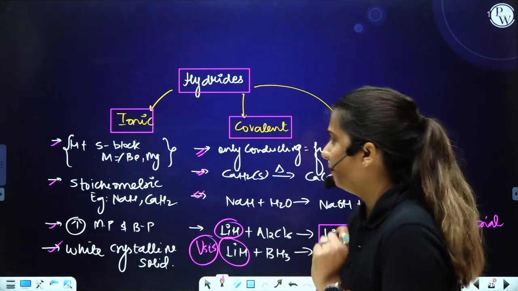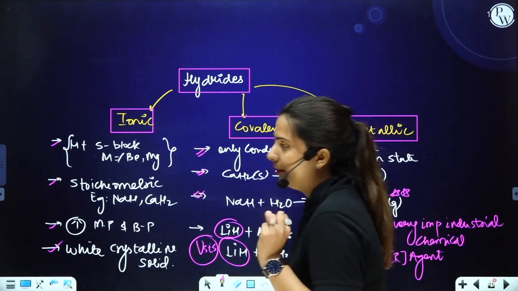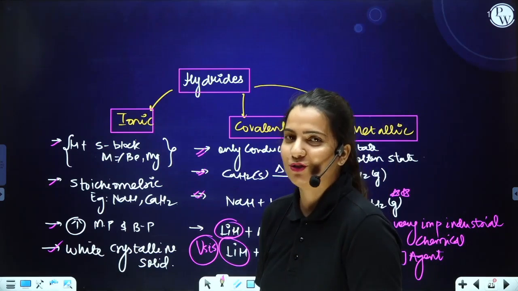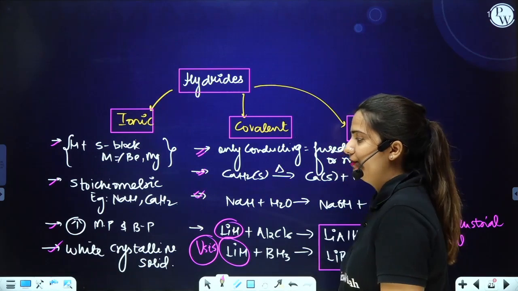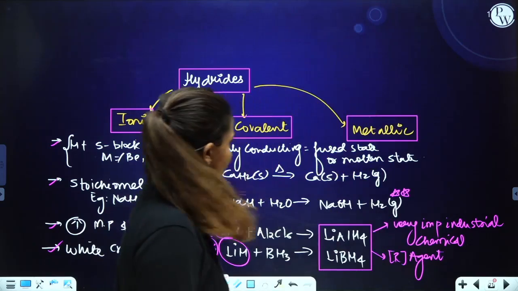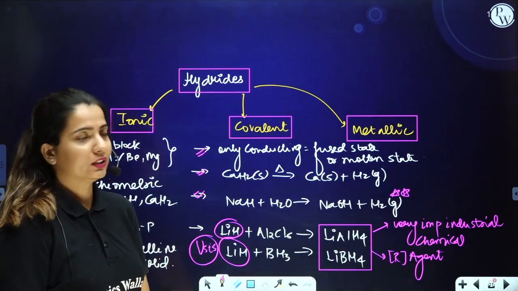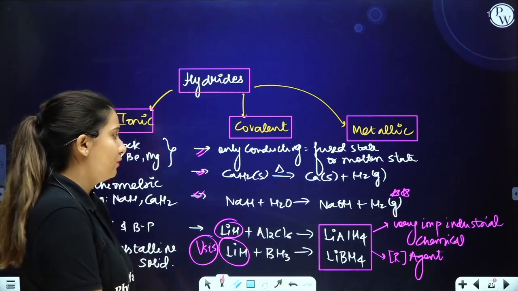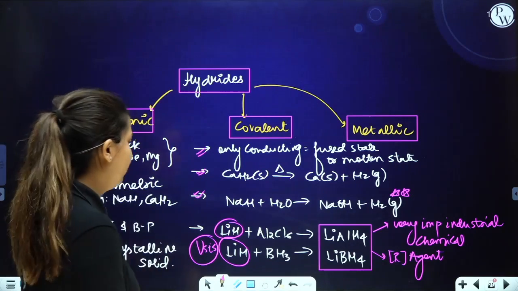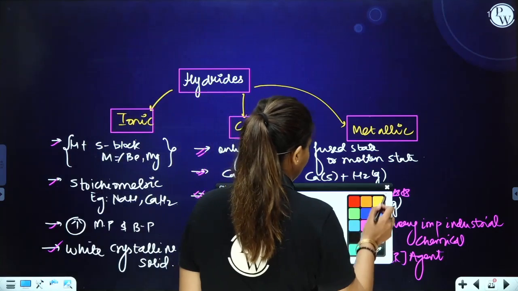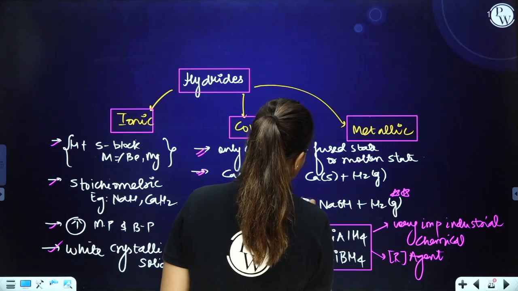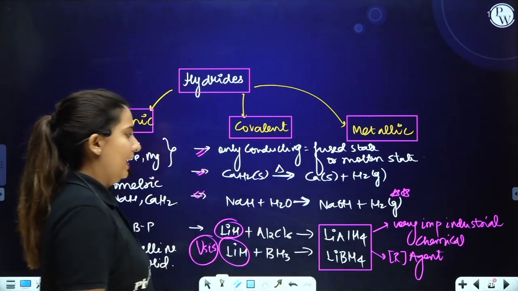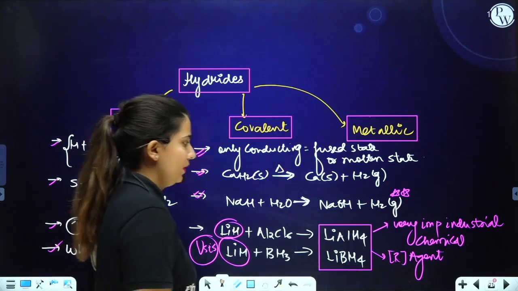So please remember they are stoichiometric. They have very high melting and boiling points. They are formed by reacting hydrogen with S block elements. They are white, crystalline in nature, and conducting in the fused, that is the molten, state. If you break them, you get the metal and hydrogen gas. If you react them with water, you get the basic solution plus hydrogen gas. I hope this is clear to you. And the uses, they are used in the preparation of these.